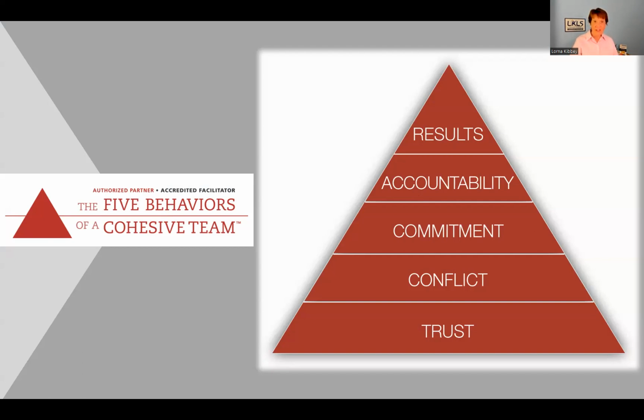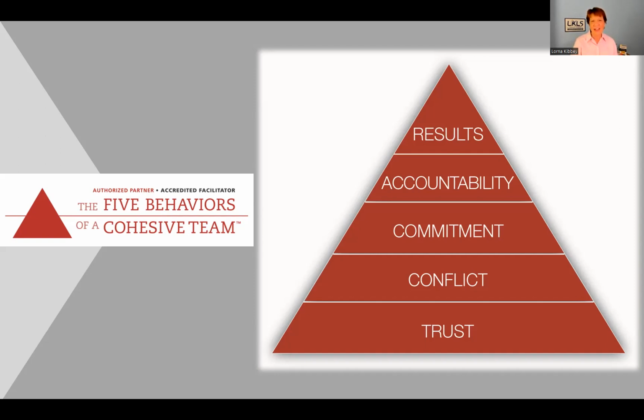It begins with trust, and you can see in this triangular model, this pyramid, trust is at the bottom and it's the widest because everything has to start with trust. And that's why we did an entire session on trust, how to build trust on your team, because the model tells us that until you can trust one another on your team, you can't really have conflict, productive conflict.